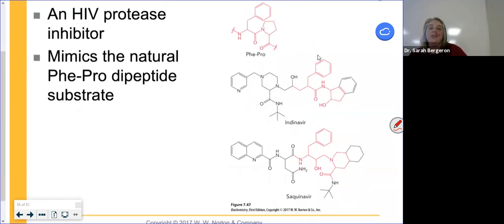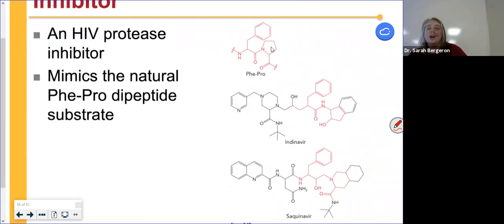So if you look at the structure, this is a common structure that's required for the protease to cleave a phenylalanine and proline together. And if you look at the structure of these inhibitors, what do you see? Very, very similar structures. Now, does the rest of the molecule matter? No, not really, right? It's just a little piece of it.